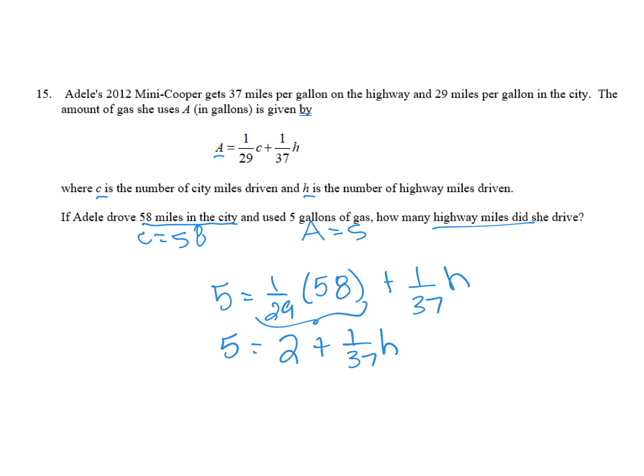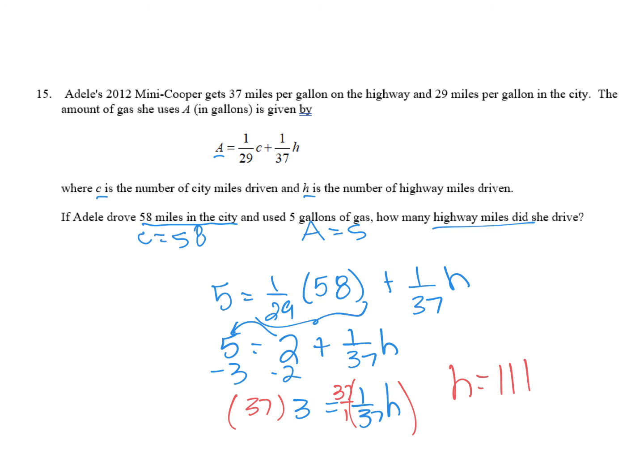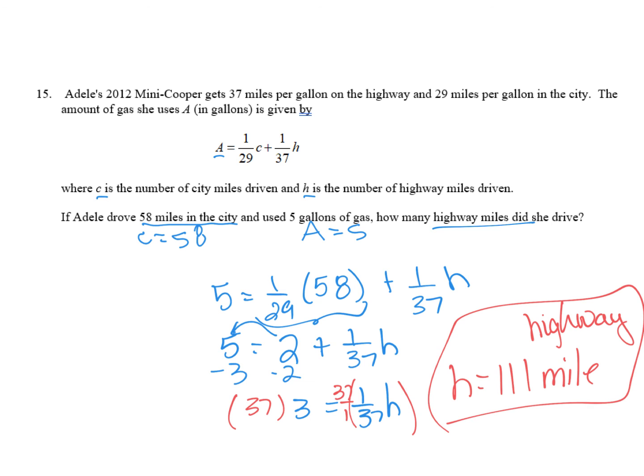which makes this a much easier equation to solve, because when I move the 2 over, I get 3 equals 1 over 37H. And then think about how you would solve that. I would multiply by the reciprocal. So I'm going to multiply by 37. And 3 times 37 makes H equal to 111 highway miles. Let's go ahead and put highway up here. So it's 111 highway miles is how far she would drive.